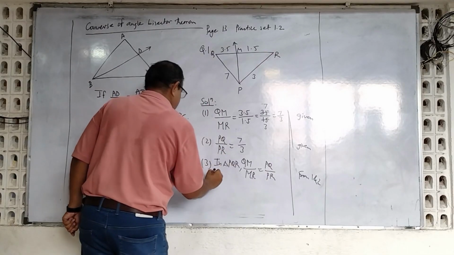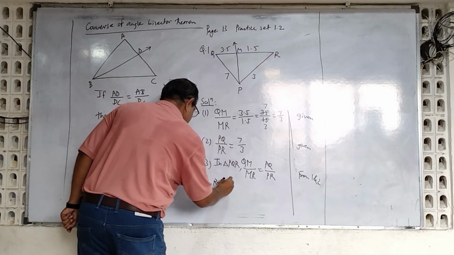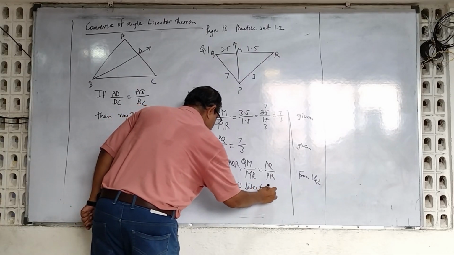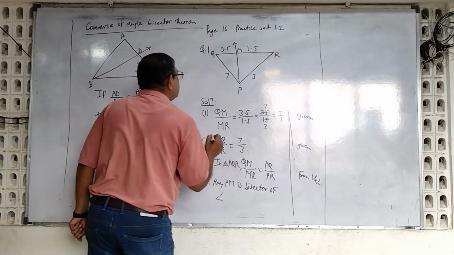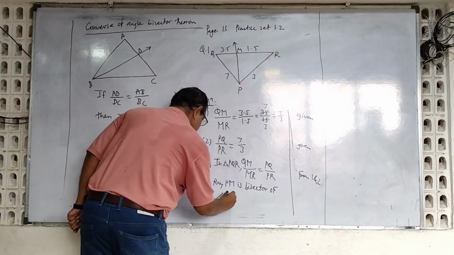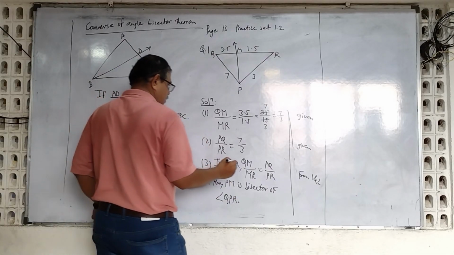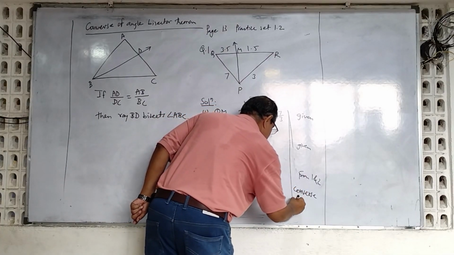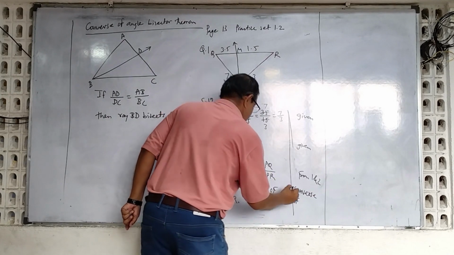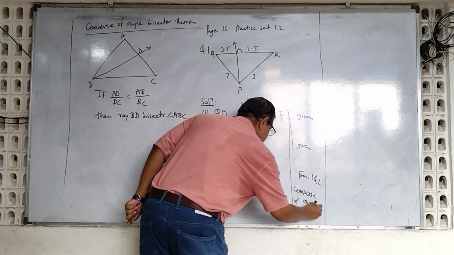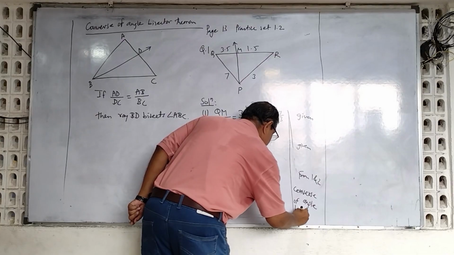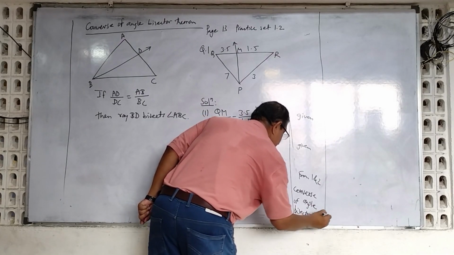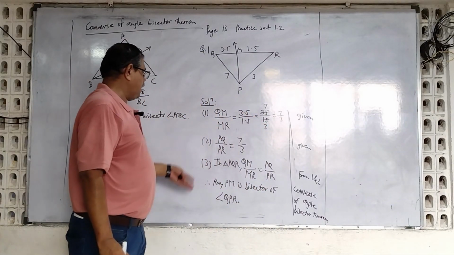ray PM is bisector of angle QPR. Reason, converse of angle bisector theorem. Okay, this completes your answer.